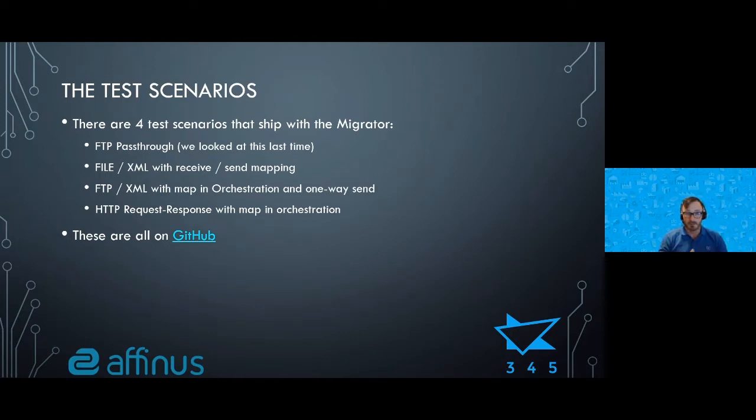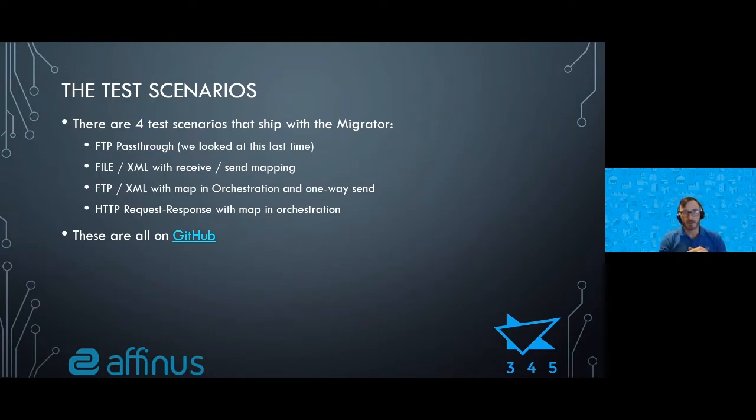It receives FTP with XML, but that goes into an orchestration. The orchestration has a map in it, and then there's a one-way send via FTP out the other side. So again, that's the next foundational building block, which is actually parsing an orchestration. And then the final scenario is an HTTP request-response that goes into an orchestration, and there's a map in the orchestration, so that the response is from a map in an orchestration.